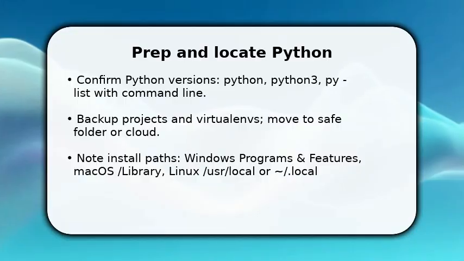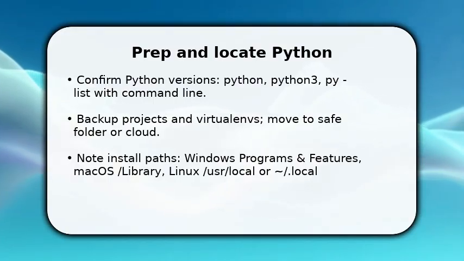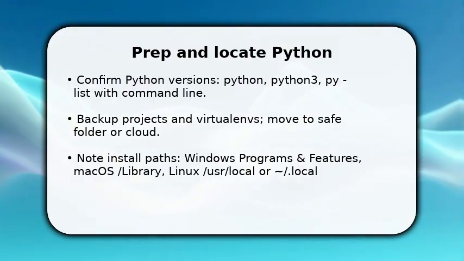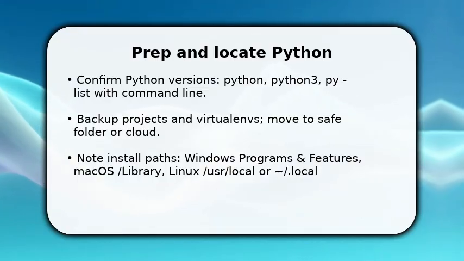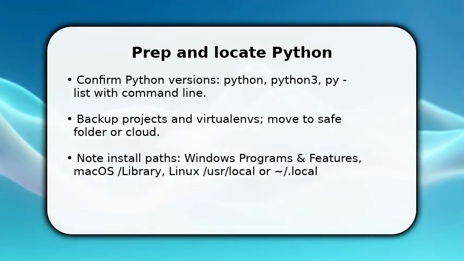Enjoy the video. You start by locating every Python installation so removal is complete. Open a terminal or PowerShell and list interpreters: python --version, python3 --version, and py -0 on Windows.